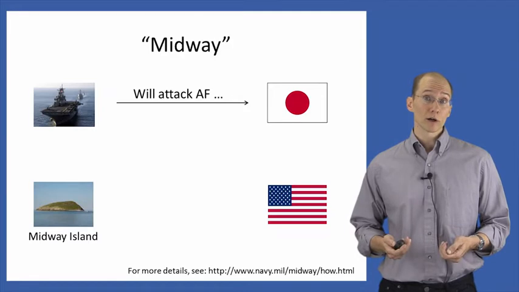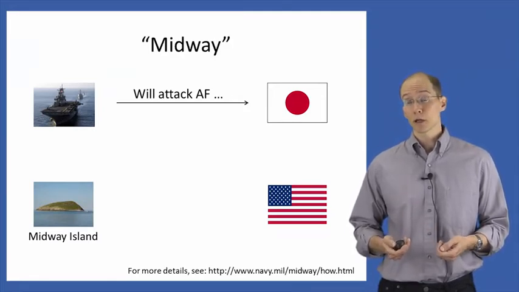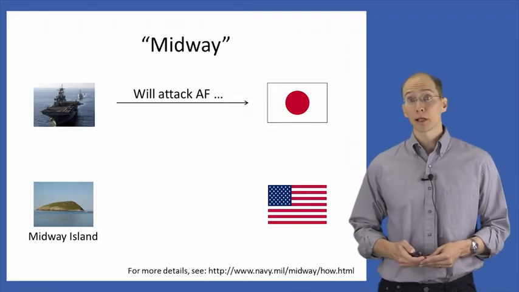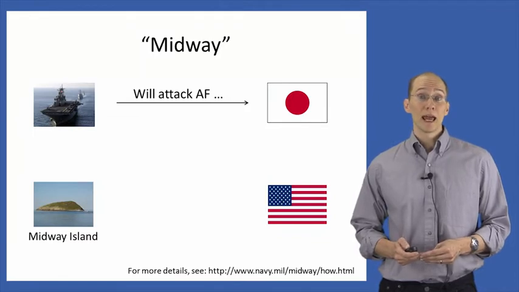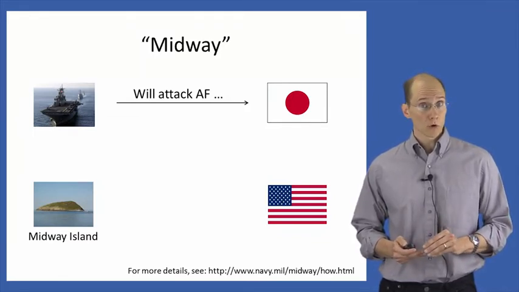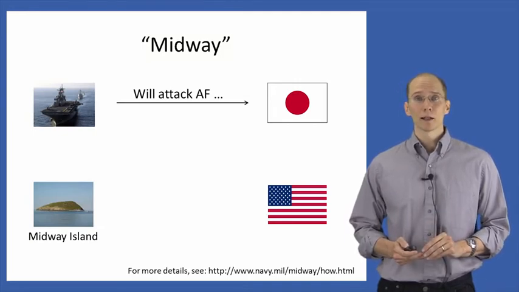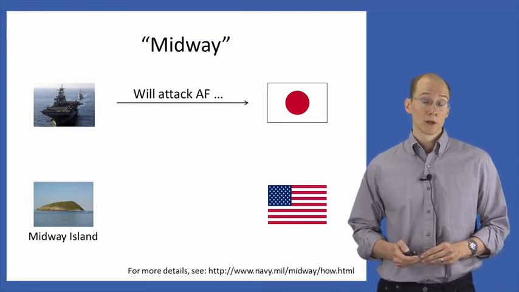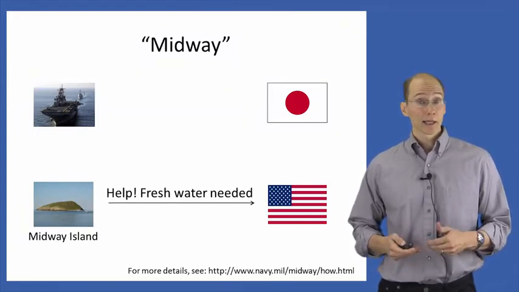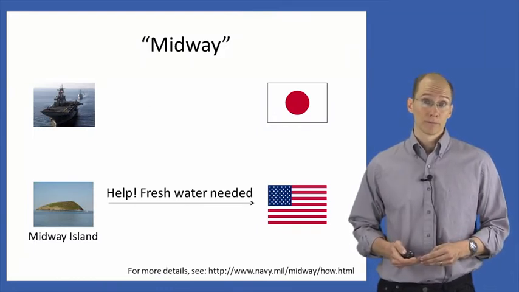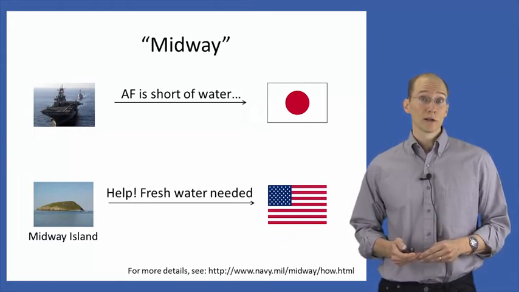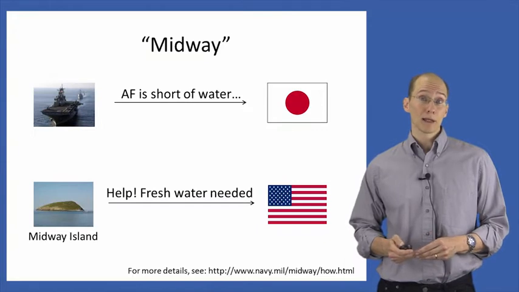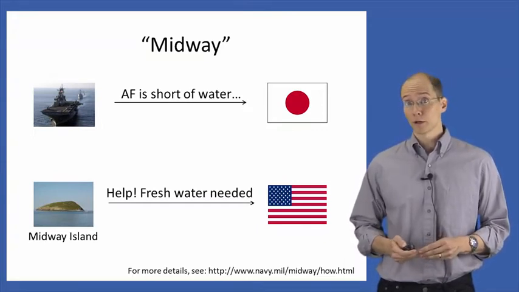You can view AF here as a ciphertext corresponding to the encryption of some unknown location that the Japanese were about to attack. Now, for various reasons, the Americans had reason to believe that AF corresponded to Midway Island, but they weren't sure. So they came up with a very clever mechanism for determining whether their guess was correct. What they did was they had the forces at Midway Island broadcast a message asking for help and requesting fresh water. They then listened in to the Japanese communication and shortly afterward observed the message going back to the Japanese indicating that AF is now short of water.